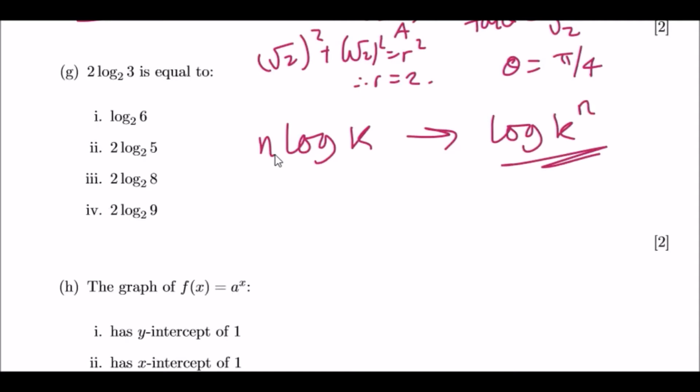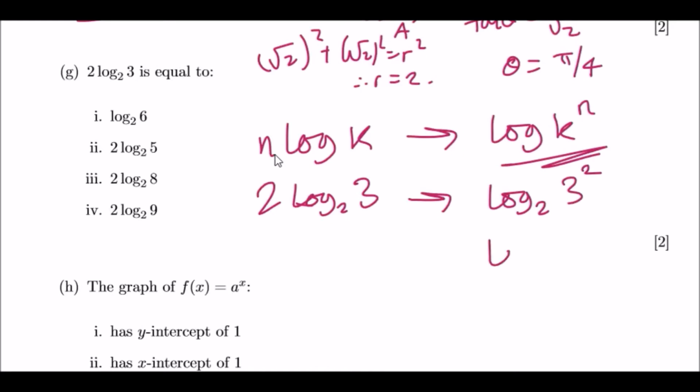So what do we have? So we've got 2 log this term. So 2 log, let's put the base 2 for the sake of it, 3. So because we've got 2 in front of the log, we're going to rewrite the log in its full form, but now the 2 is going to be represented as a power. So 3 squared. And we know 3 squared is simply log base 2 of 9.